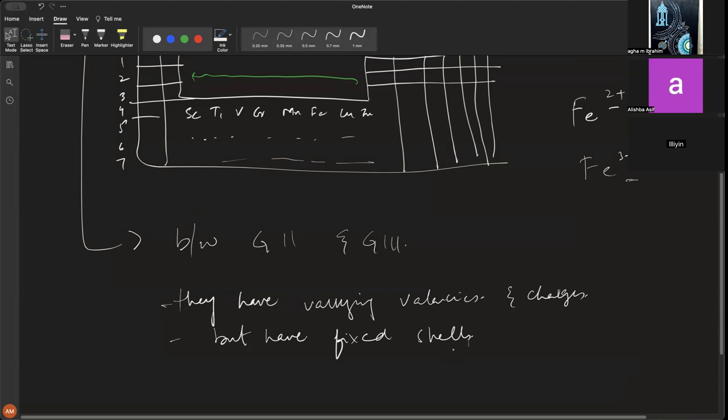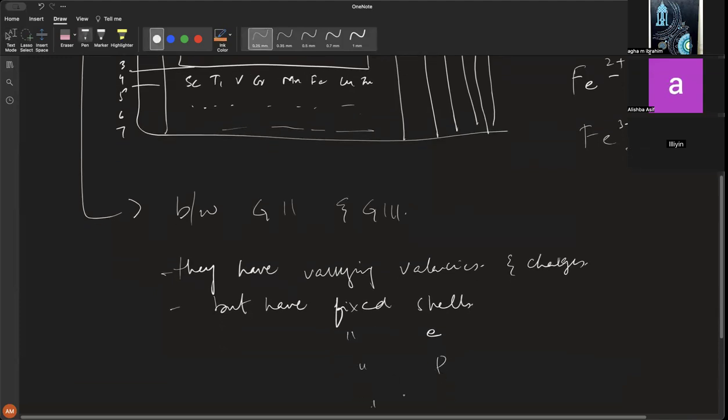It does not mean that their protons or electrons are changing. The only problem is how the charge is going to appear on their last shell is different. That is it. They have a fixed number of shells, electrons, protons, and neutrons as well. It is only the charge that is different. Is this clear? Do you guys have any questions from this?